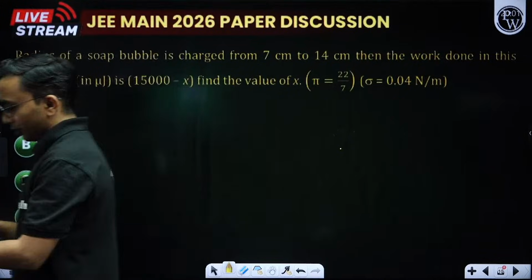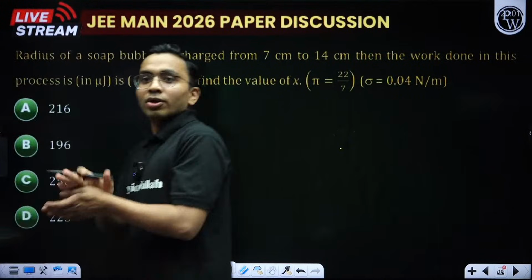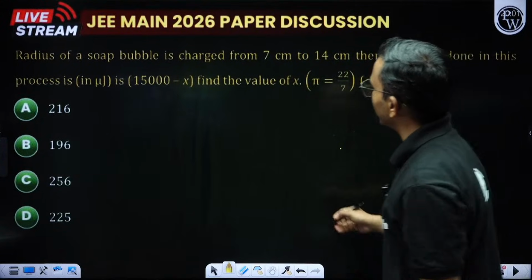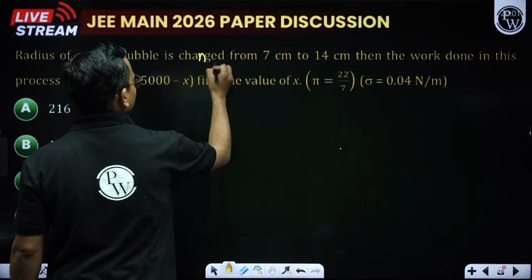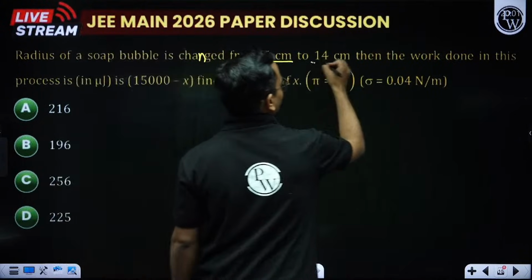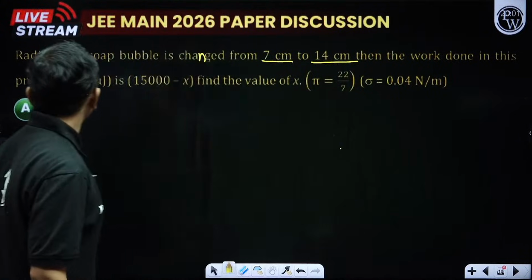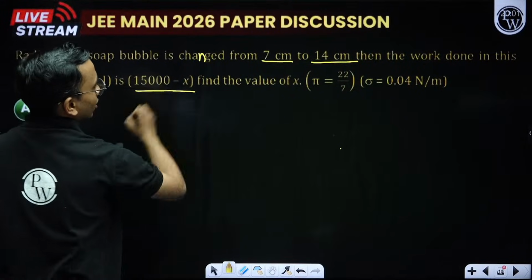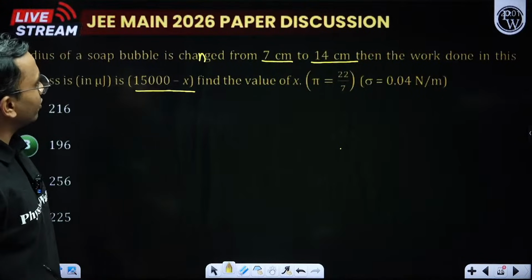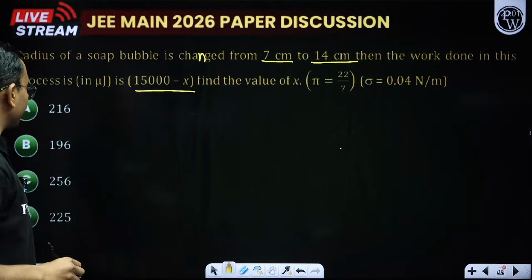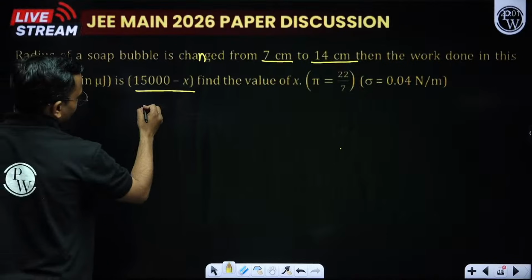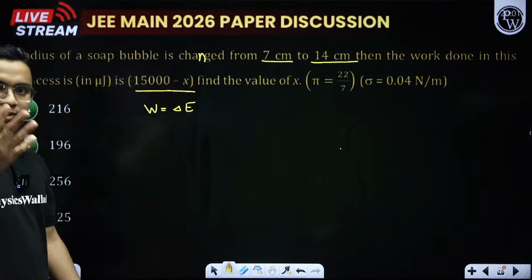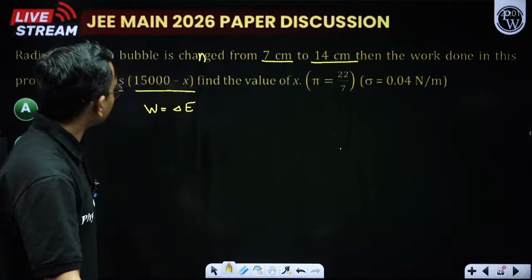This is on surface tension. Let us read what it is. Radius of a soap bubble is changed from 7 centimeter to 14 centimeter. Then work done in the process is x something. Find the value of x. Now work done is equal to change in the surface energy. How much is the change in the surface energy? That much is the work.